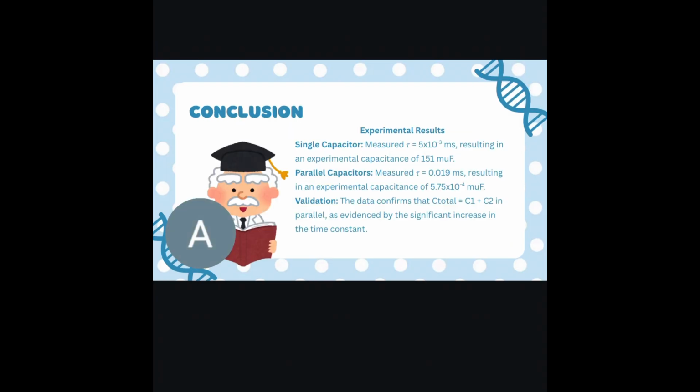Turning to our experimental findings, for the single capacitor circuit, we measured a time constant of 5 milliseconds. Using our circuit resistance, this resulted in an experimental capacitance of 151 microfarads. When we moved to the parallel configuration, the time constant increased significantly to 19 milliseconds, yielding a total capacitance of 575 microfarads. This clearly demonstrates the additive nature of capacitors in parallel, fulfilling our primary objective from Lab 6.